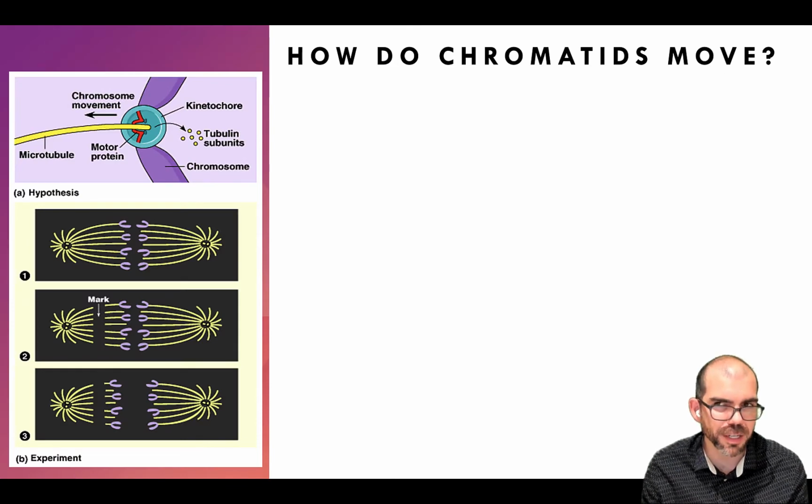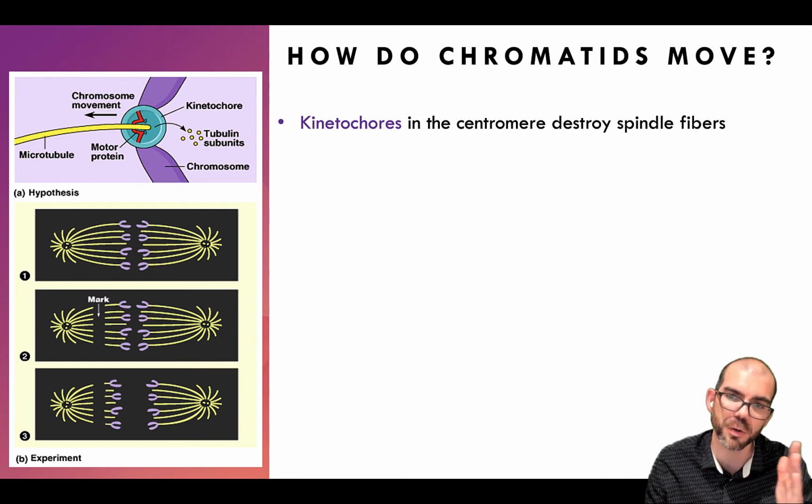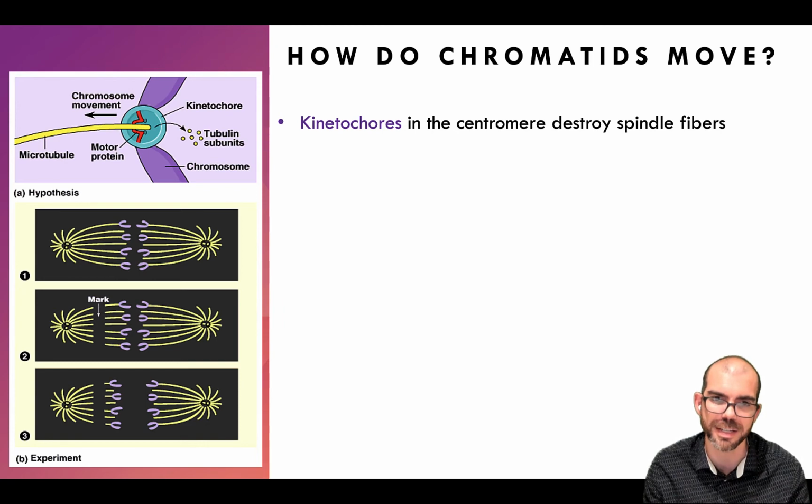How do those chromatids actually move? Well, in the middle of the centromere is a structure called a kinetochore. What a kinetochore does is it actually destroys the spindle fibers, and in doing so, that is what's pulling those chromatids to move to opposite sides of the cell.